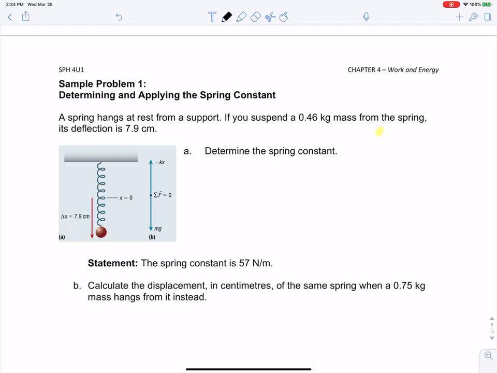Let's make up negative and down positive. It doesn't matter in which direction you choose to make this. Just make sure that you're consistent with the direction from the free body diagram. Let's take a look at the sum of the forces acting on the object in the y direction. As this mass is suspended from the spring, the net force acting on the object is zero. We have the spring pulling up and the force of gravity acting down.